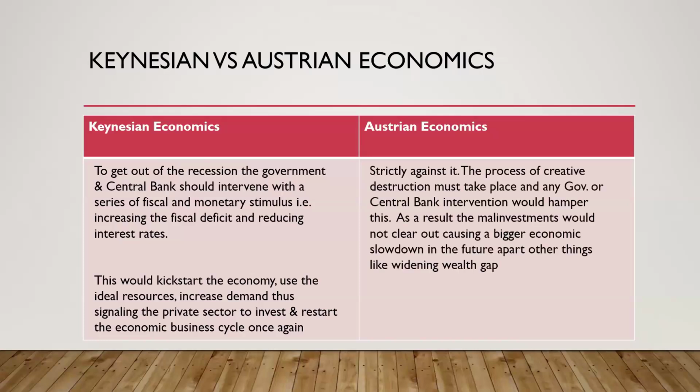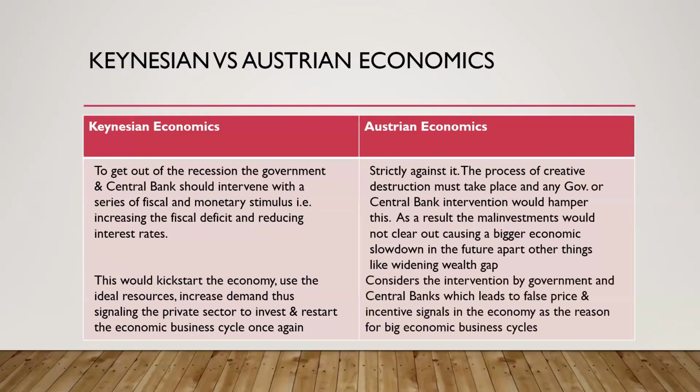On the other hand, the Austrian School of Economics is strictly against this very government and central bank intervention. It says that the malinvestments in the economy have to clear out in a natural market clearing fashion. Essentially, the process of creative destruction must take place, and any government or central bank intervention would hamper this process. As a result, the malinvestments would not clear out, or rather, increase, causing a bigger economic slowdown in the future, apart from other things like widening the wealth gap and inhibiting growth of new, better companies to replace the old ones.